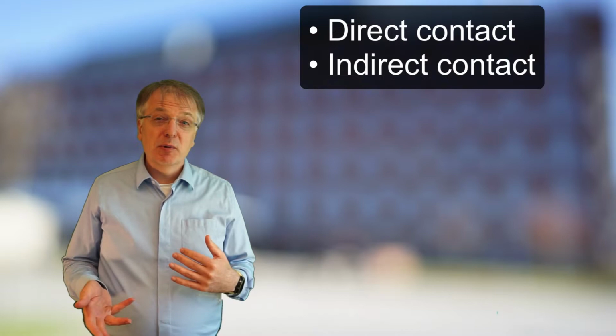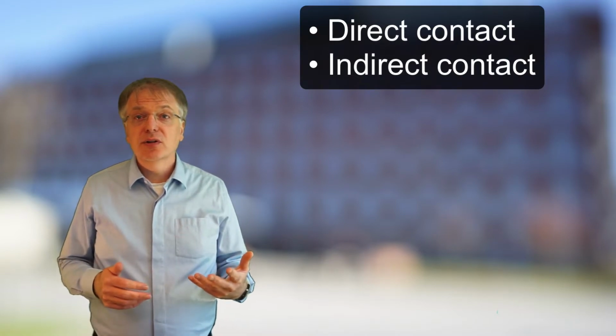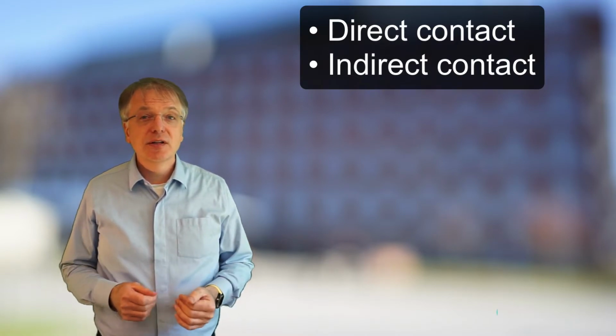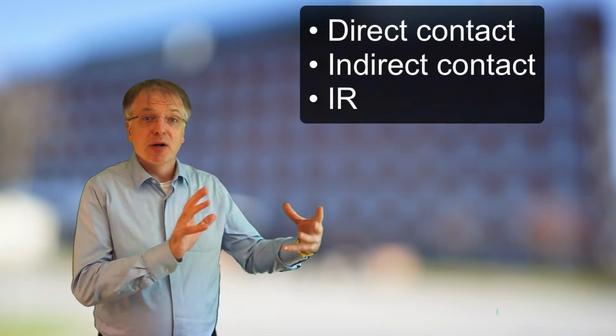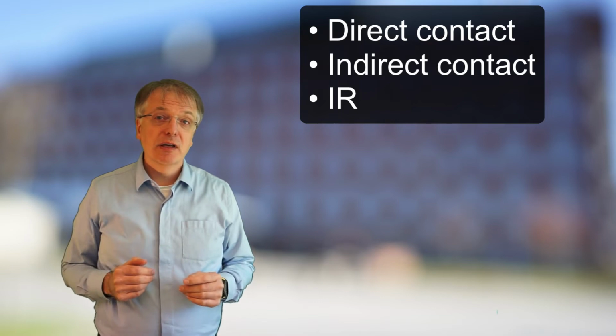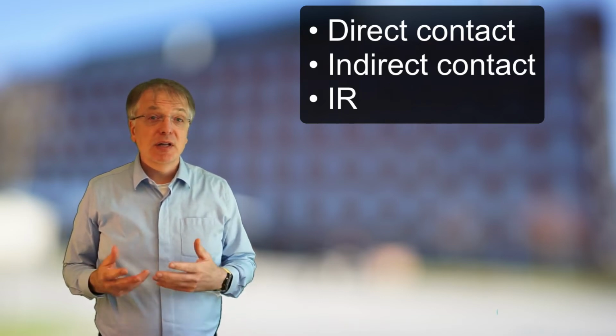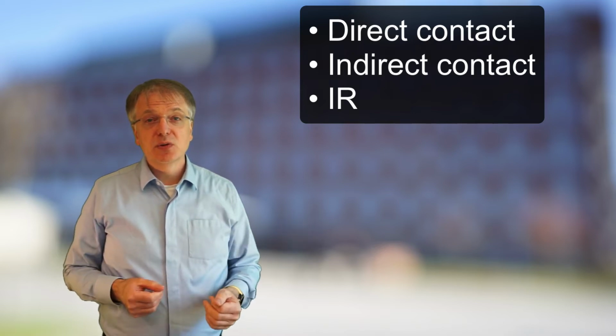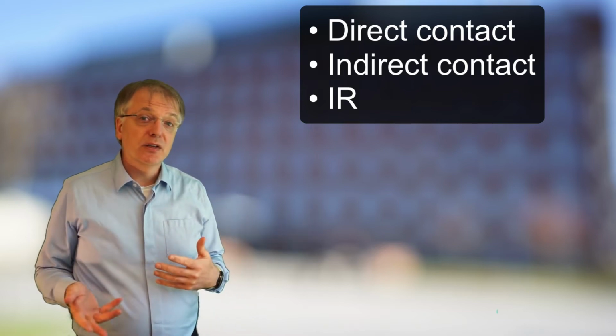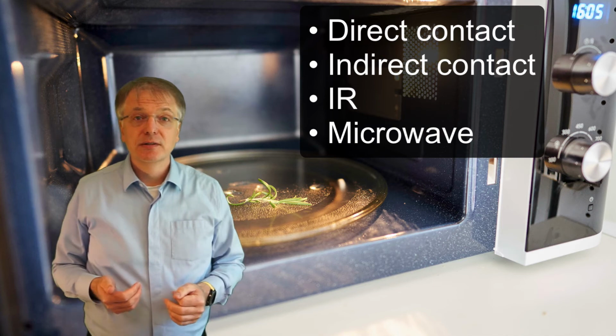A variant of supplying the energy indirectly through a hot surface is to use infrared radiation, much like they do in kebab restaurants when they cook the meat by rotating it in front of an infrared heater. But infrared is not the only specific wavelength you can use to supply energy. Another way is to use microwave radiation.